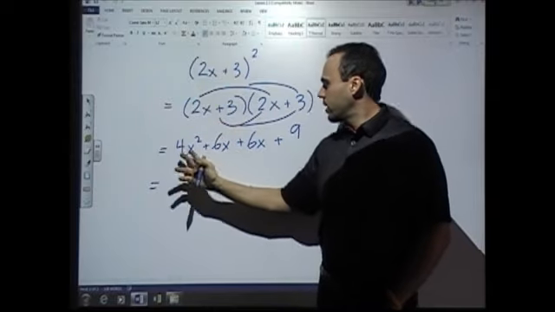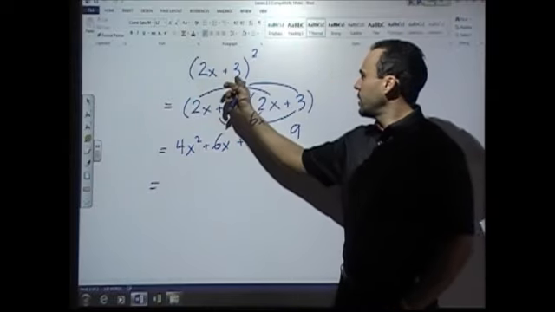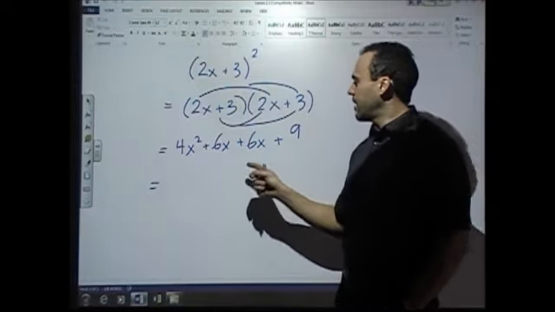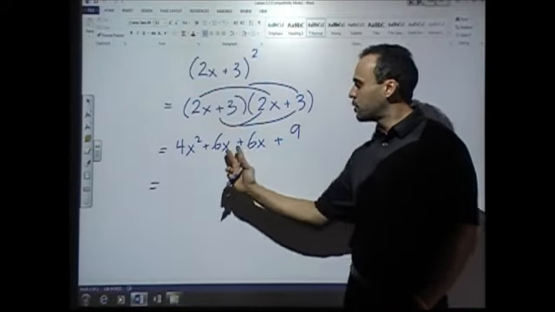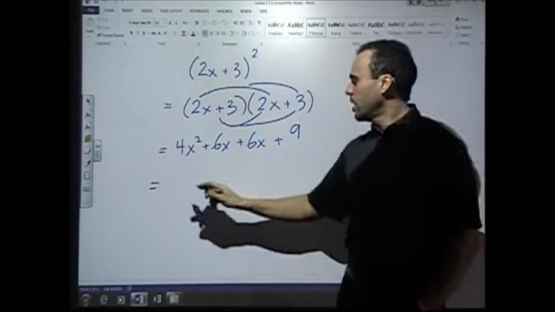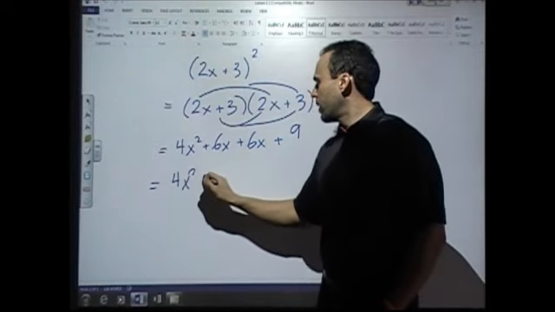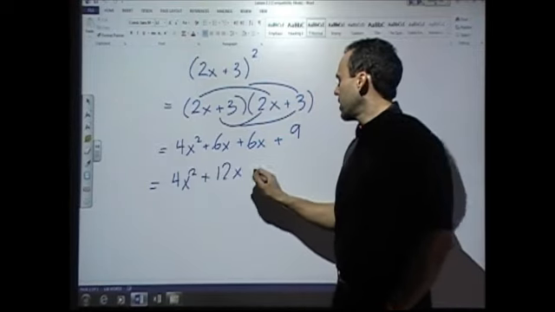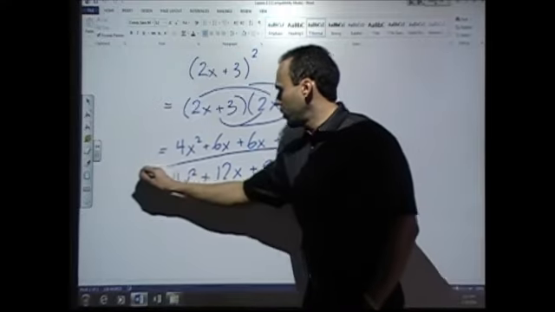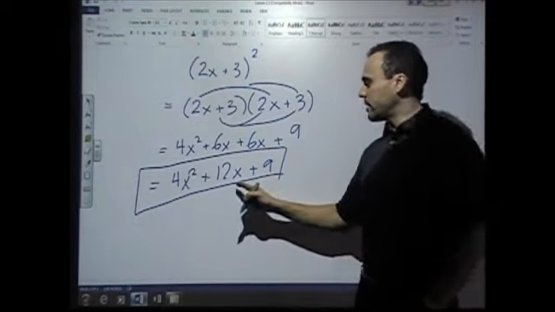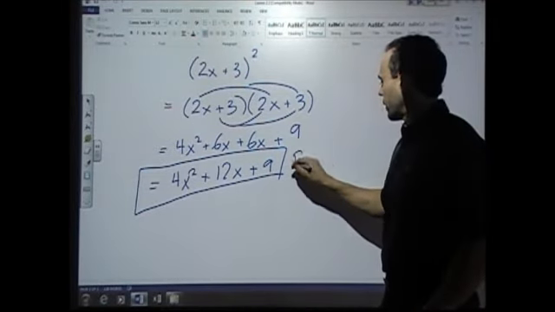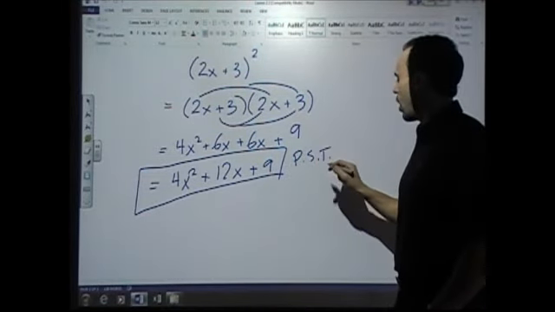So just notice what happens, and this will always happen when you have something squared. 2x all squared gives you 4x squared. The 3 squared gives you the 9. But then you will have 2x times 3, which is 6x, and you will have two of them in the middle, always. So this ends up being 4x squared plus 12x plus 9. Now it's very important you understand that a binomial squared always ends up in a perfect square trinomial.